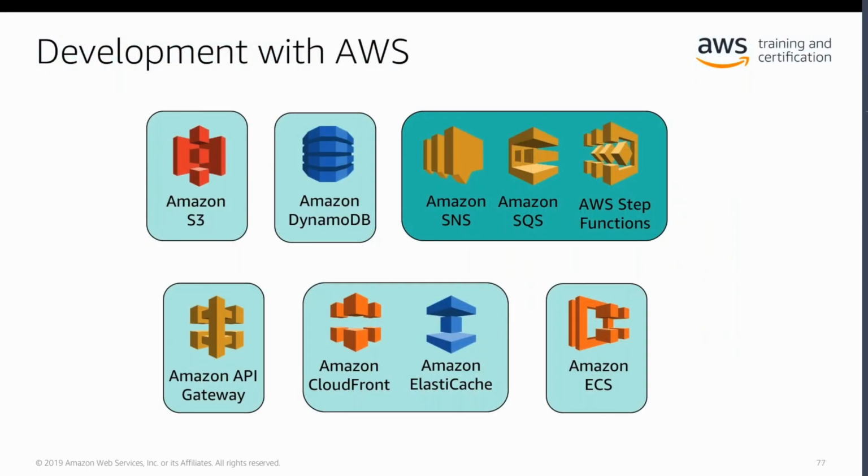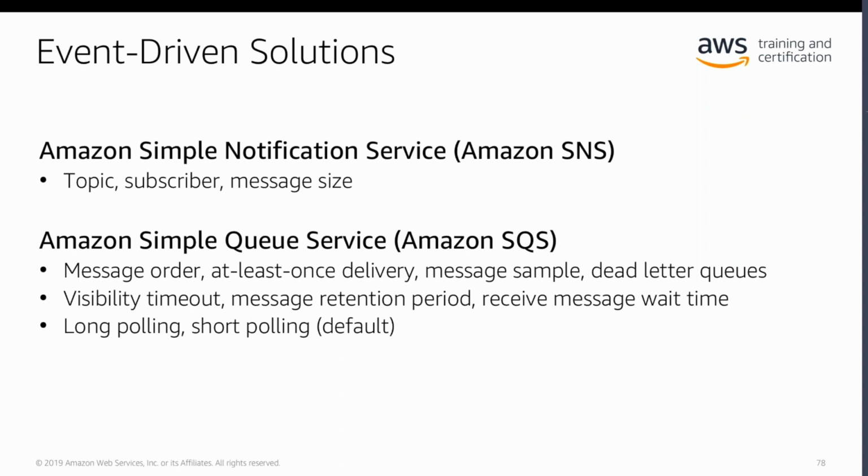Next, we're going to look at some of the SQS, SNS, and step functions features here for event-driven solutions. SNS, I should say, is our Simple Notification Service. SQS is our Simple Queue Service. So SNS pushes out notifications to subscribers, whereas with SQS, you have a producer that puts data into the queue, and then a consumer that is going to pull the queue for messages and pull data out of that particular queue.